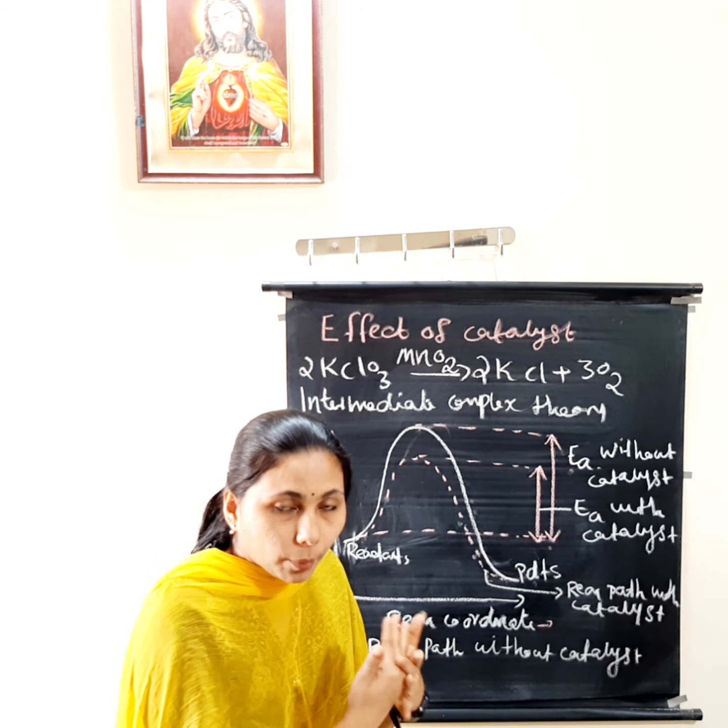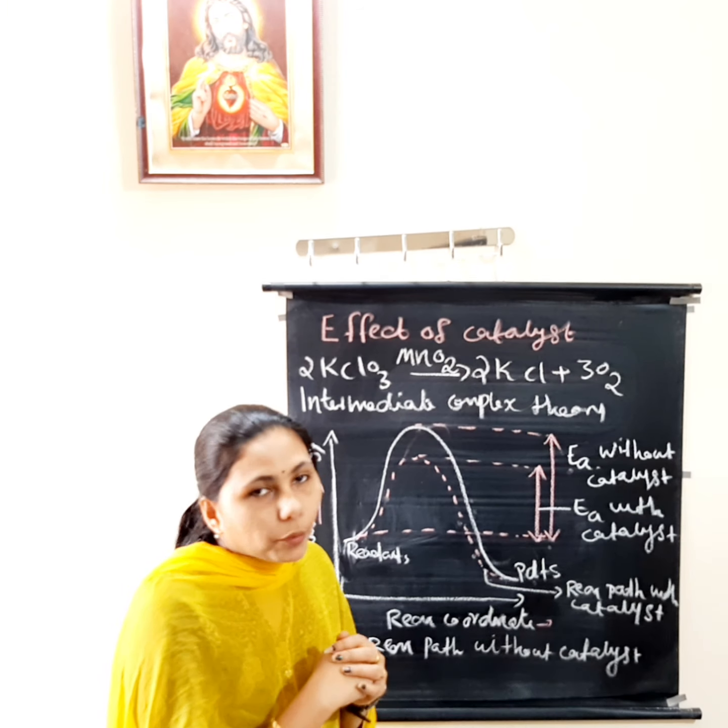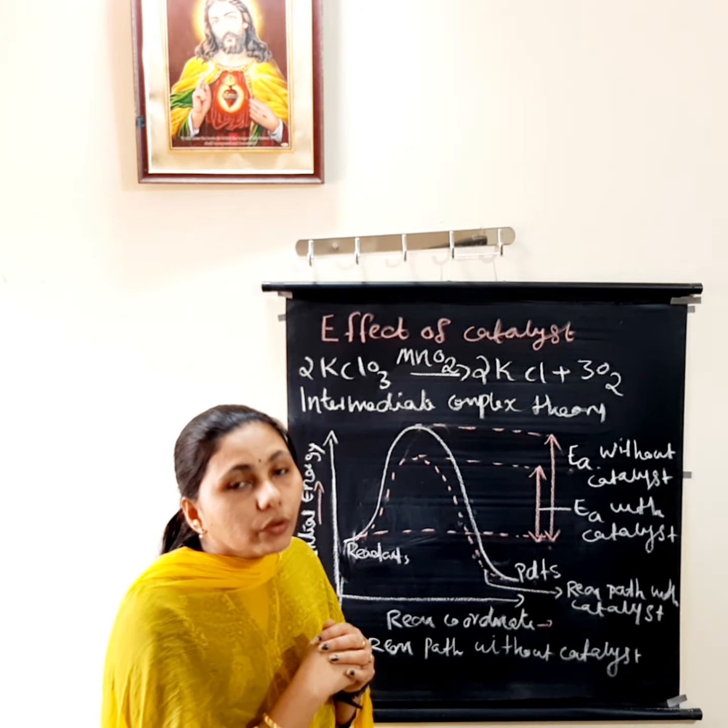If you are using a catalyst, what will happen? The rate of the reaction increases because the catalyst selects a new path for the reaction with less activation energy. So we will get the products easily. So clear all of you?